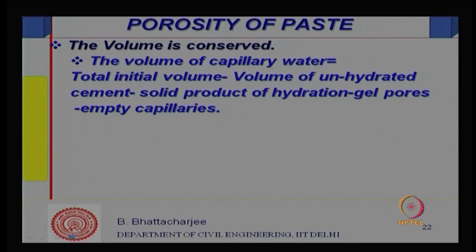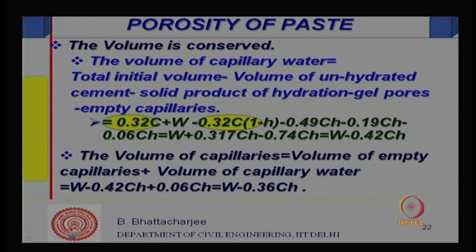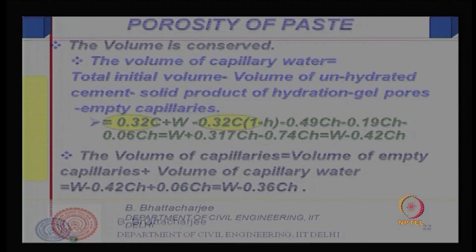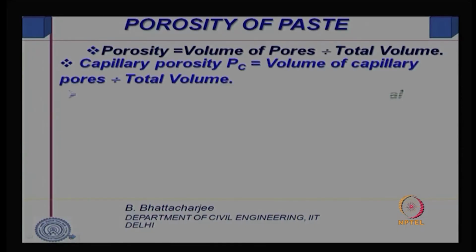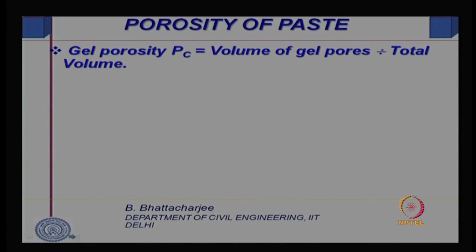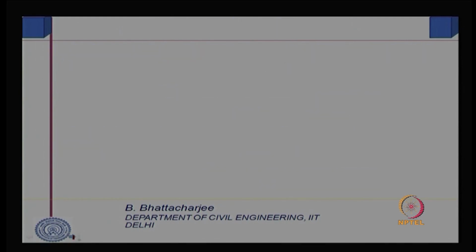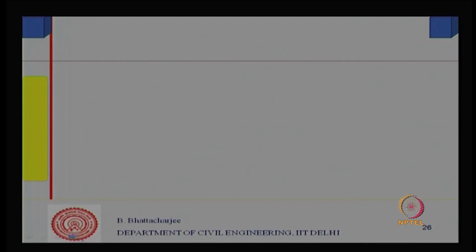We will look into the equations in the beginning of the next class, and we will find that the volume of empty capillaries works out to be W minus 0.36 H. Therefore, I can get an expression for the porosity based on this, and I can find the gel porosity and total porosity. We will repeat this in the next class.